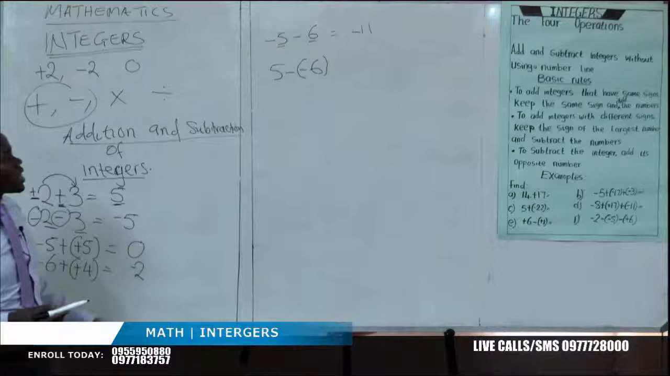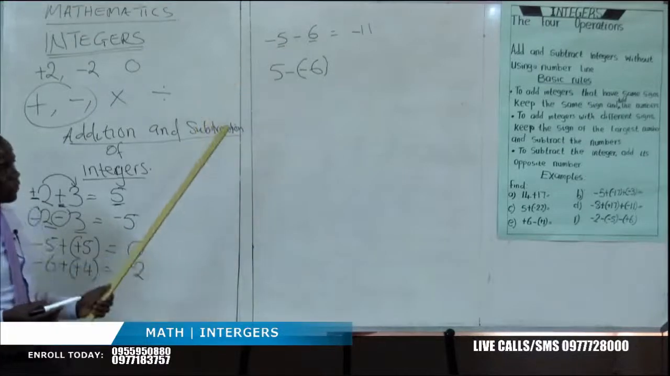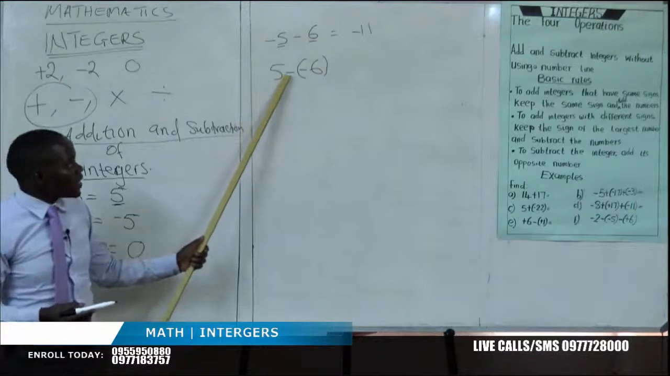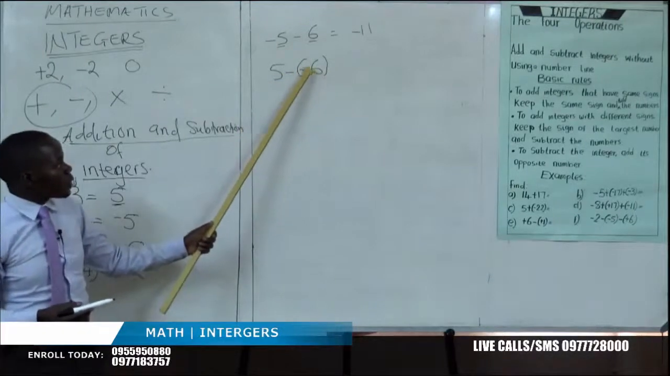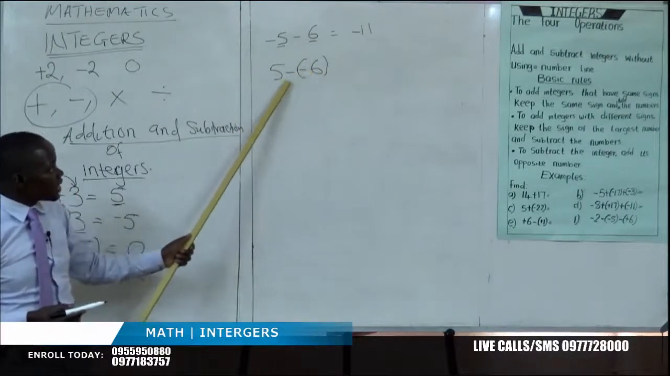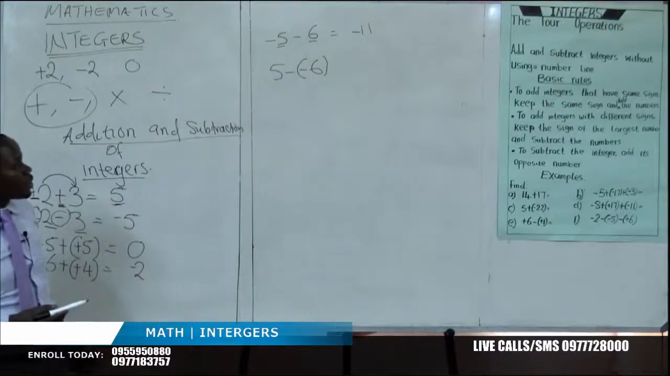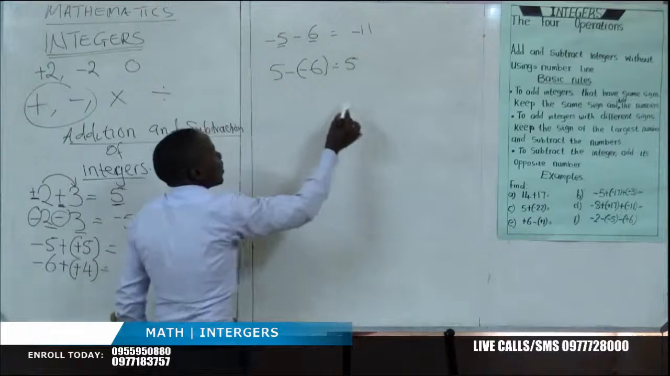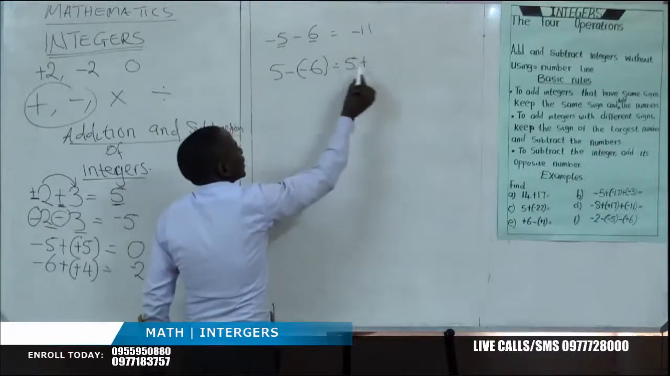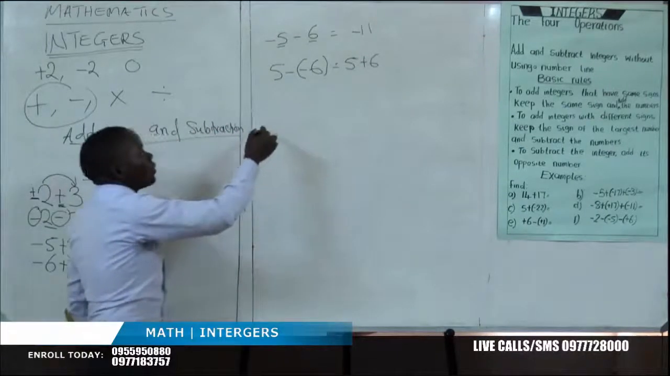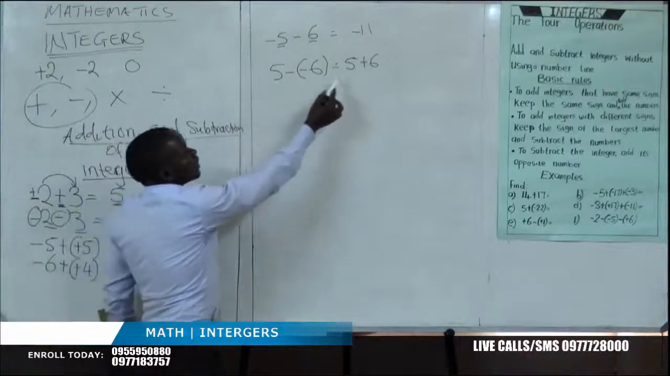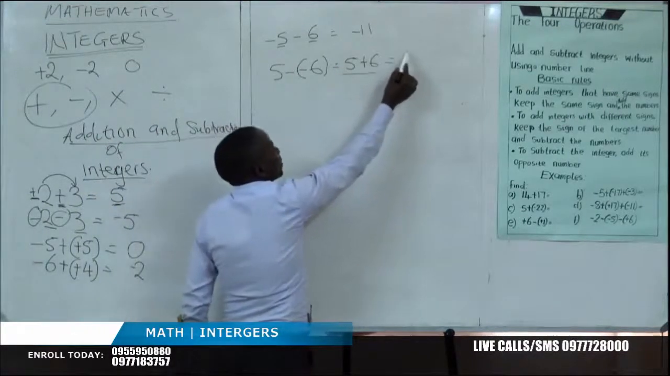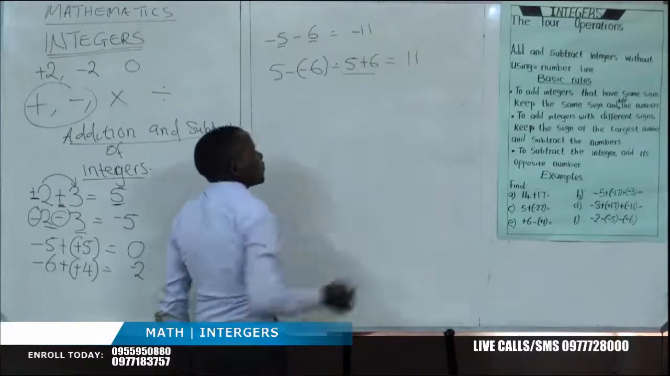What are you going to do? This will result to positive. Okay? 5 minus negative 5. So you have got these like. So you are going to have 5 plus 6. So meaning that this one is equal to this one. So when you add there, definitely you are going to get 11.